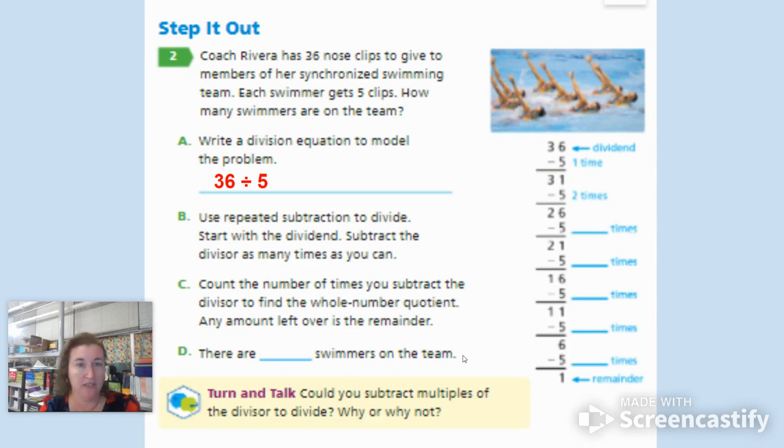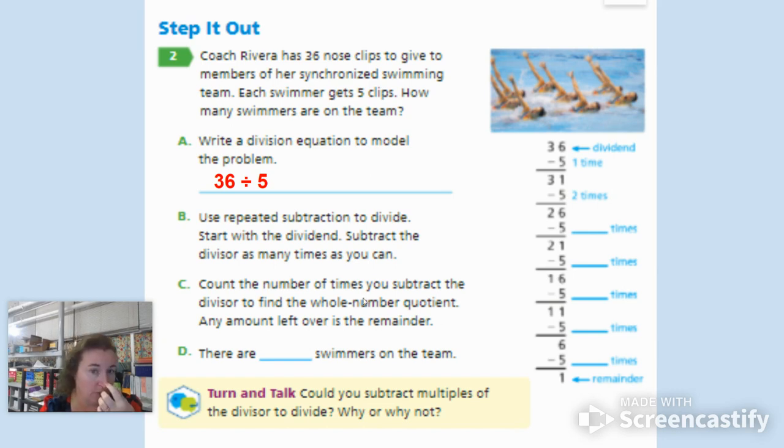The next day, we started repeated subtraction. They learned in third grade, when they were first learning how to multiply, that multiplication is the same thing as repeated addition. Like 3 times 5 is 5 plus 5 plus 5. So multiplication is repeated addition. That means the inverse of that, division, has to be repeated subtraction.